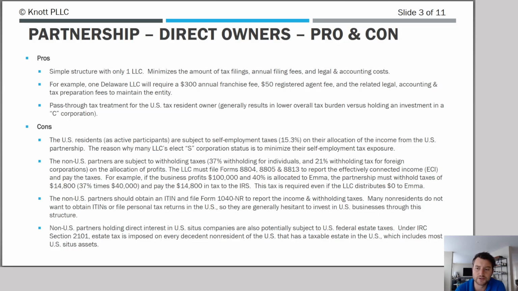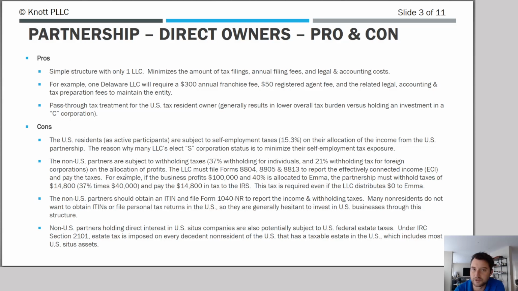Now, what are some of the cons here? When U.S. residents are invested in a partnership and they actively participate in the business, their allocation of the income is certainly subject to federal income taxes, but it's also subject to self-employment taxes, right? So the 15.3% on their allocation is that additional tax that they've got to be paying. And so this is exactly why many LLCs elect an S corporation status, because they're trying to minimize that self-employment exposure.